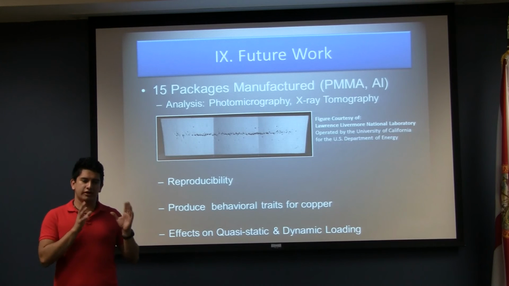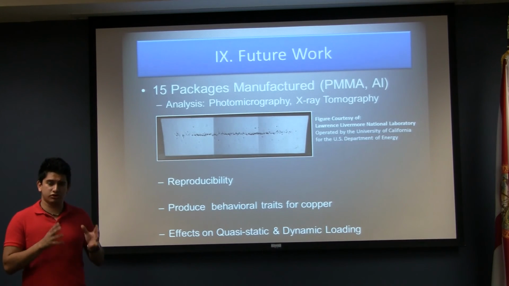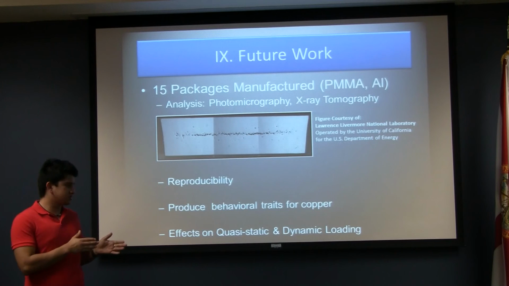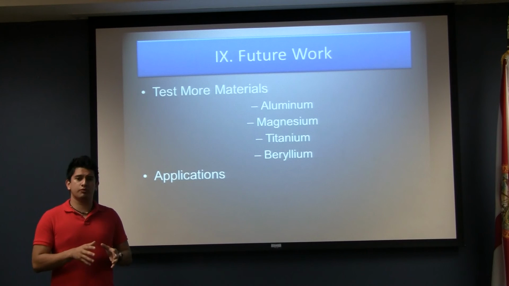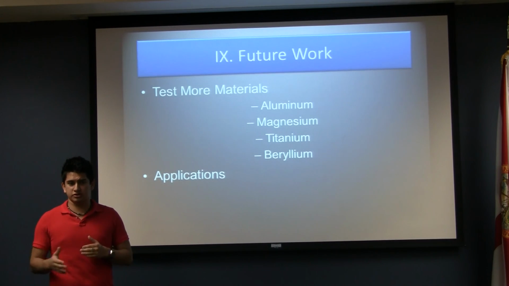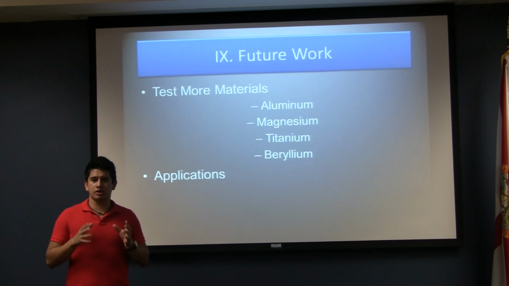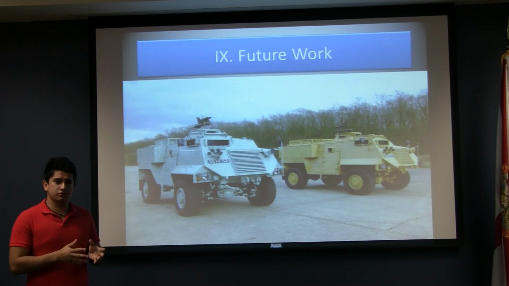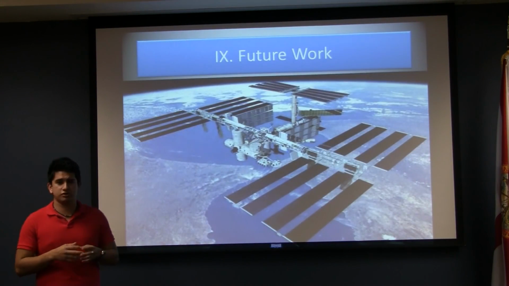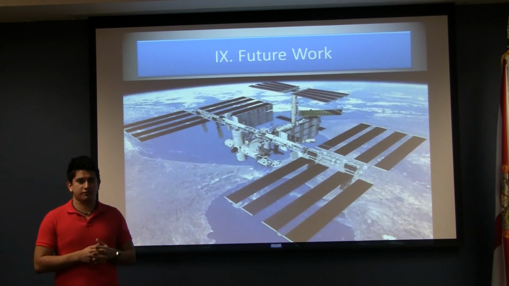Now, after that, the final product will be to produce behavioral traits of copper, seeing how it deforms and behaves after shock loading, putting those specimens that have been shock loaded through quasi-static and dynamic loading tests. Next slide, please. Finally, they'll be moving onto different materials after a standard method has been set, with aluminum, magnesium, titanium, and beryllium, which are materials used in structures for the spacecraft. The application will be for armored vehicles and for space exploration in order to protect the occupants from space debris and to maintain reliability of the spacecraft.